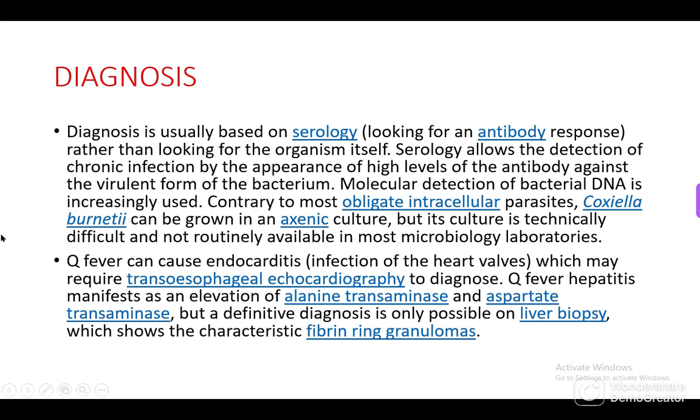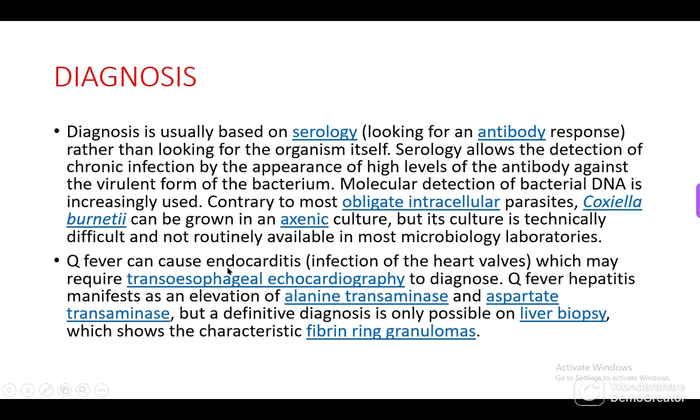PCR. And contrary to most obligate intracellular parasites, Coxiella burnetii can be grown in axenic culture. This is a specific culture. This culture is technically very difficult and not routinely available in most microbiological laboratories. So that is why the vegetations are removed and we try to grow them. If the facility is available, then axenic culture should be used.